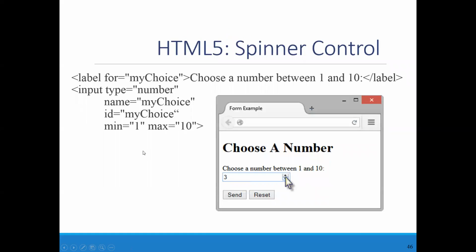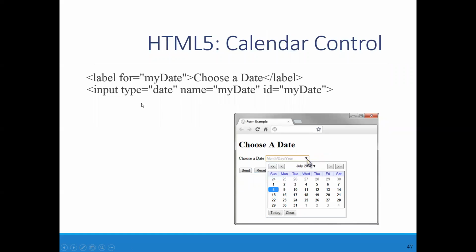Similar feature is a spinner. This time it's type equal number. And then they'll have these little up and down arrows that they can cycle through between the min and the max that you provide as the range for the control. I can also use type equal date, and then they'll be presented with a calendar to pick a particular date, and then you don't have to worry about them properly forming the date in your input field. So that's a nice feature that's built into the new HTML5.